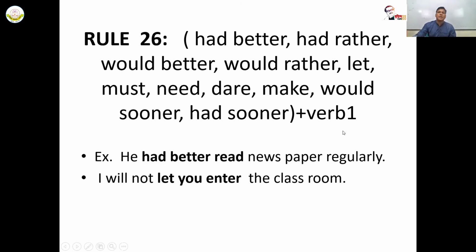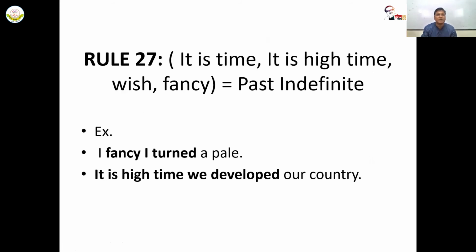I will not let you enter the classroom. That means here you will find let, and it will take the base form of the verb. So be careful to use it here.